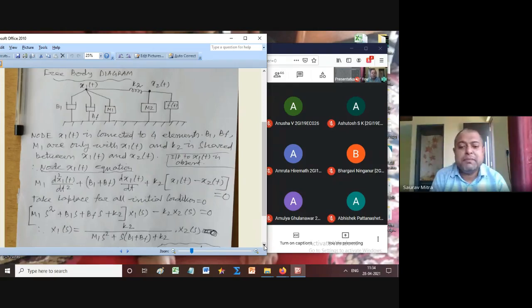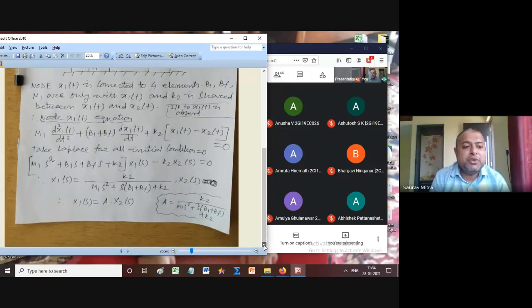Now we have to do the same thing. Assume all the initial conditions 0, take the Laplace transform and separate the x1 and x2 parts. So now we have to find the transfer function. What is the step of finding the transfer function? You have to separate x1 and x2. So what you are doing is (m1s square plus B1s plus BFs plus k2) x1(s). Just take x1(s) outside and this will be k2.